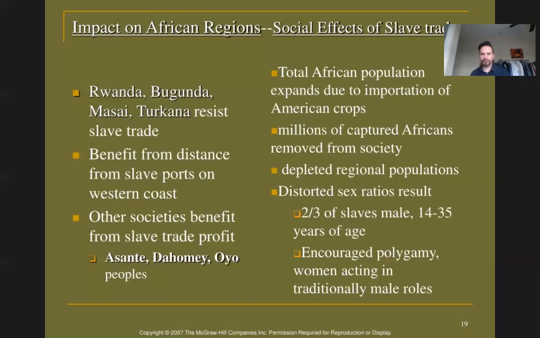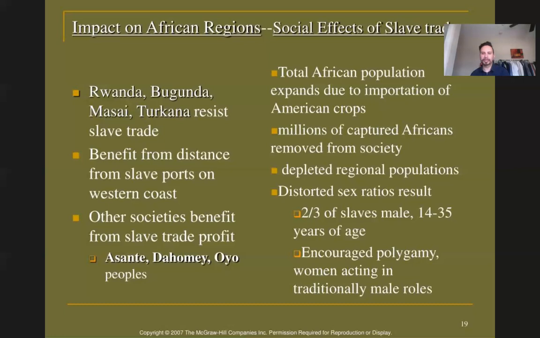So you had distorted sex ratios, where two-thirds of the slaves that were taken were male, most of them being from 14 to 35 years of age. And so you had all these women left over in these communities in Africa. There were a lot more women in a lot of communities than men. So this meant that many women were marrying one man, and this encouraged polygamy amongst Africans.